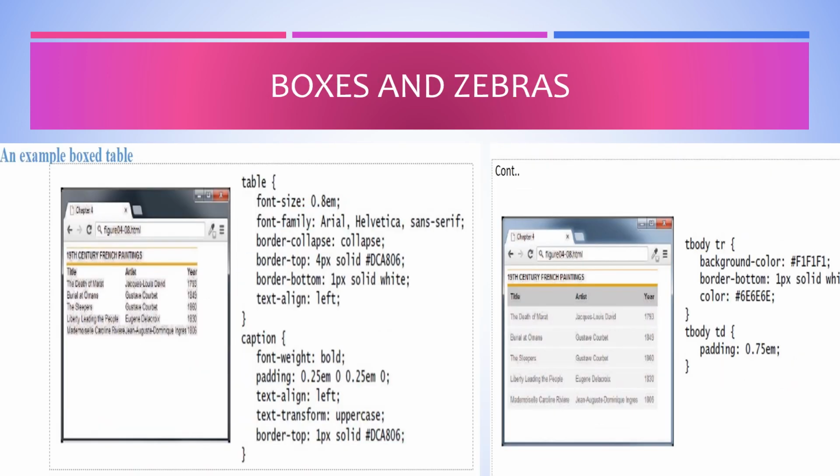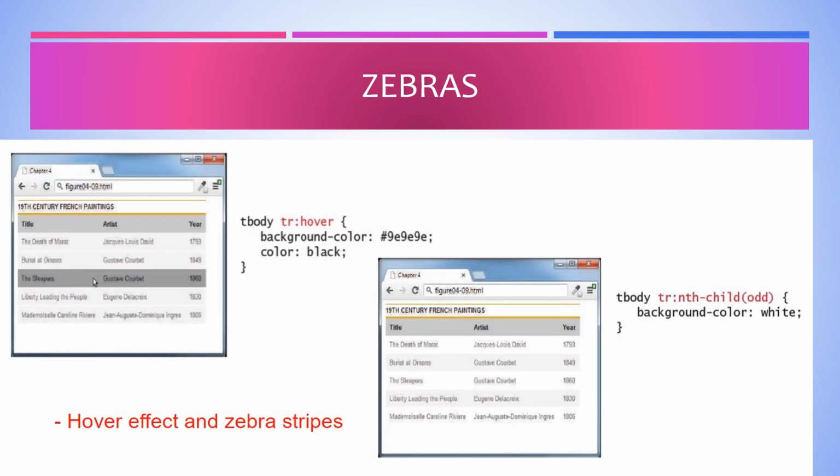Next, boxes and zebras. There are different ways one can style a table. Let us discuss two of them here. The first of these is a box format in which we simply apply background colors and borders in various ways. Zebras can add special styling to the TR element to highlight a row when the mouse cursor hovers over a cell with the hover pseudo class. The pseudo element nth-child is used to alternate the format of every second row.